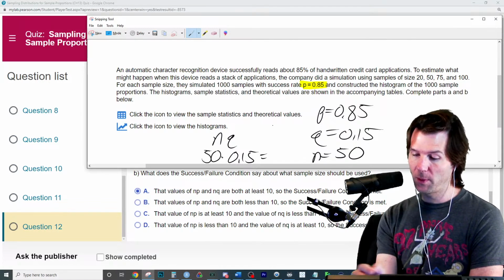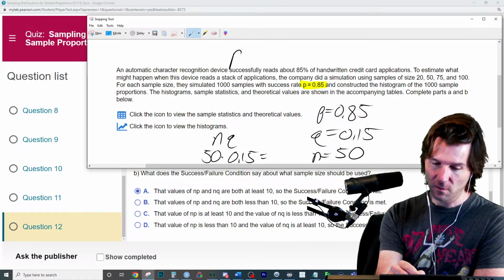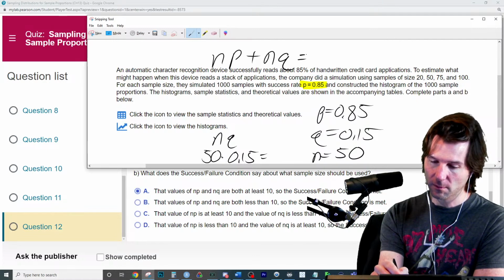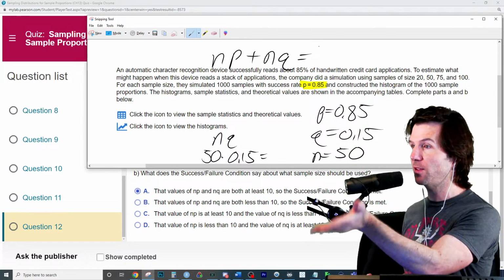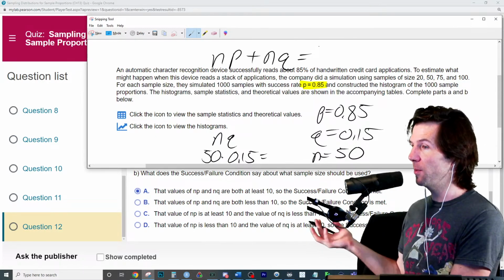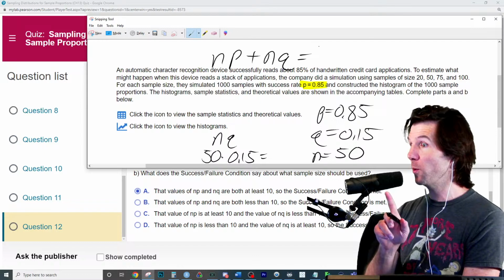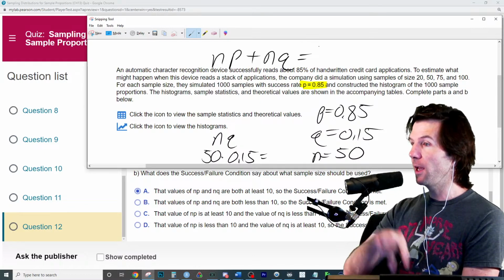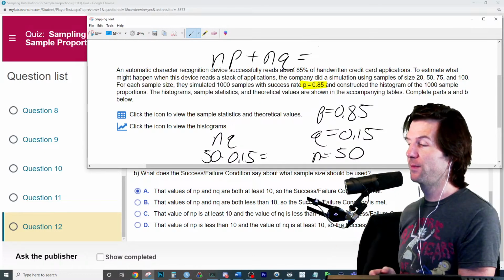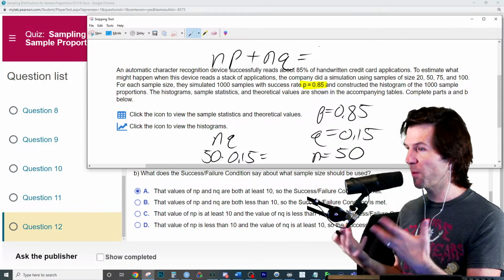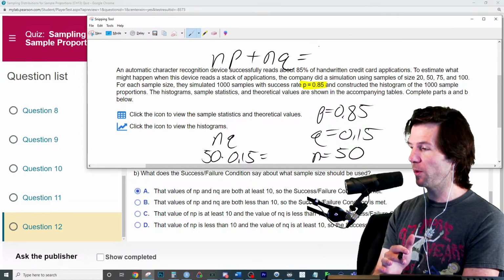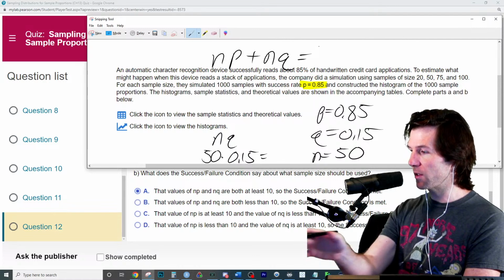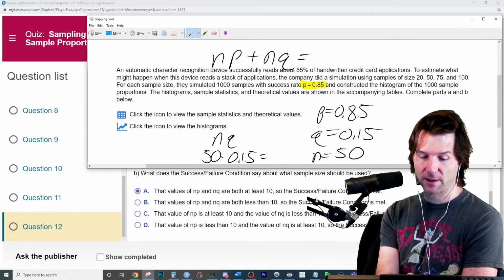And what do you notice about NP plus NQ? This is a good thing to notice. You don't have to know this, but if you look, you're like, oh, wait, 42.5, 7.5. NP plus NQ is not equal to 1. P plus Q is equal to 1. NP plus NQ is equal to what? Very close right there. These are the deeper understandings to check your work. So look at 42.5 and 7.5. That is equal to what?